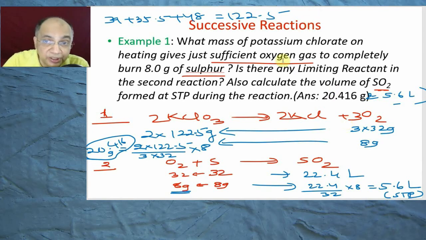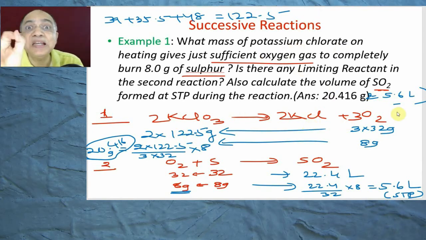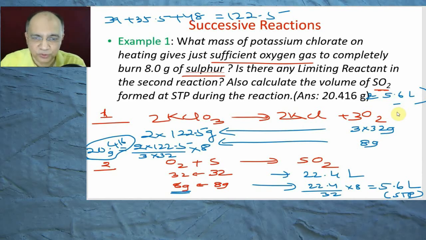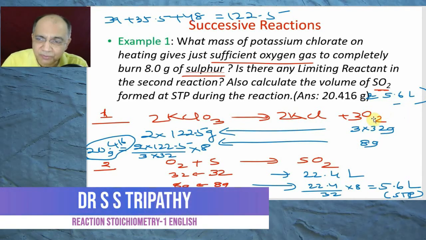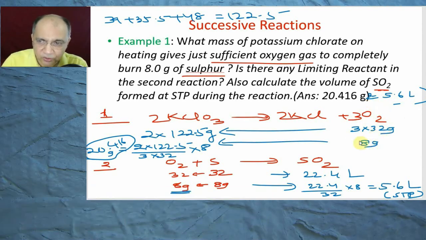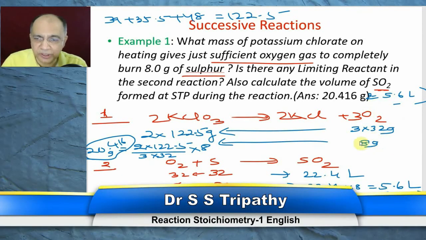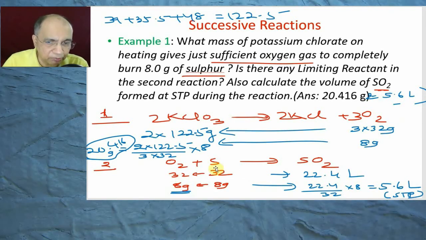So the first reaction is potassium chlorate is heated to produce KCl and O2. Immediately balance this. We have balanced 2, 2, 3. Okay. Then this amount of oxygen which is produced will be exactly combusting, burning 8 grams of sulfur. This is the only data given.